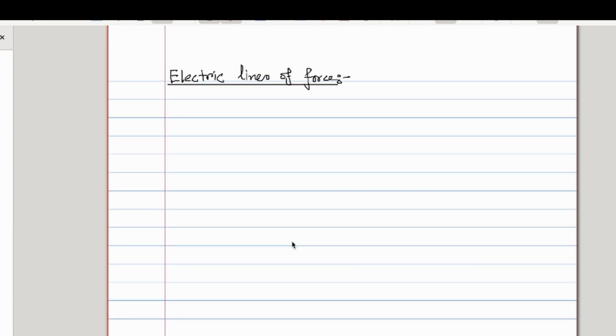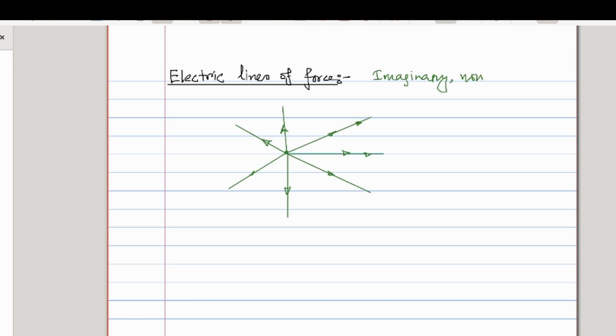Okay, electric lines of force. So what is electric lines of force? This is another important concept. Let's say this is a charge. Imaginary, non-intersecting lines which represent the direction of electric field.